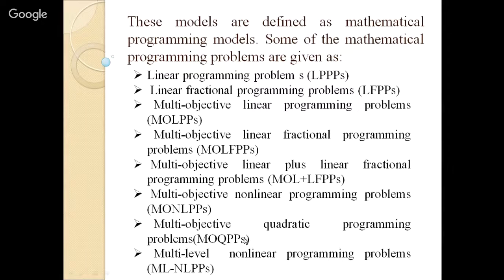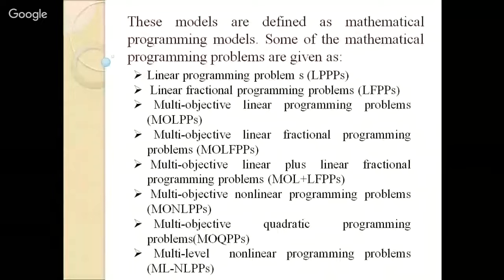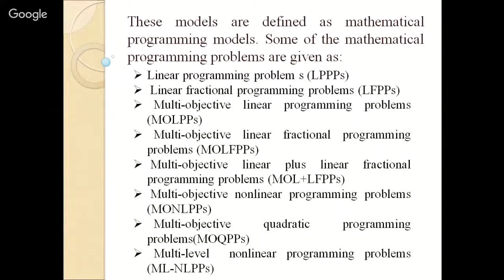Then multi-objective quadratic programming problem. It is a part of non-linear programming problem when your functions are in quadratic format. Quadratic format means the product of two linear functions is quadratic. So we have some examples, then it will be clear what quadratic is. It is basically a non-linear programming problem, and a quadratic function means the product of two linear functions. Okay.